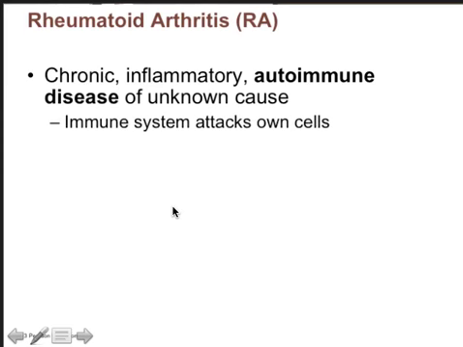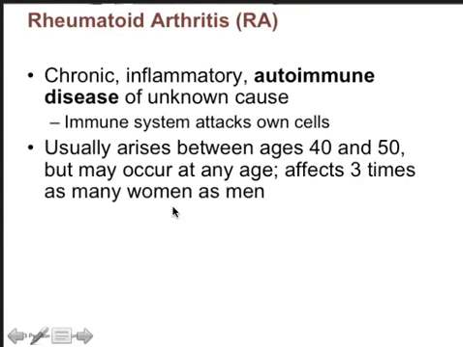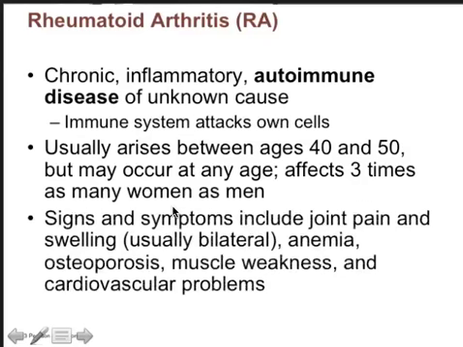Essentially what happens is the immune system attacks the joint tissue, causing it to irritate and inflame and swell. This usually occurs in individuals between 40 and 50 years of age, but can occur at any age. It affects 3 times as many women as men, and the reasons for that aren't entirely clear, but we think it has something to do with hormone fluctuations in women that are absent in men, and these hormone fluctuations can adversely affect the functioning of the immune system.